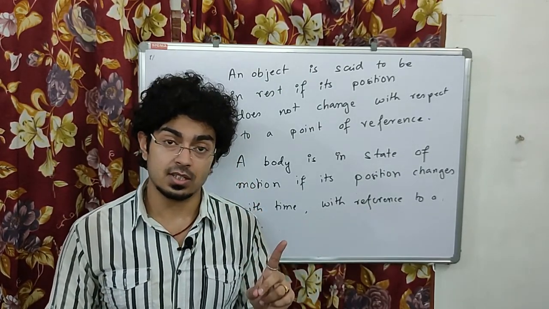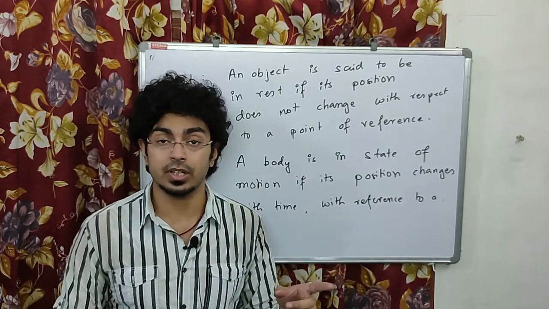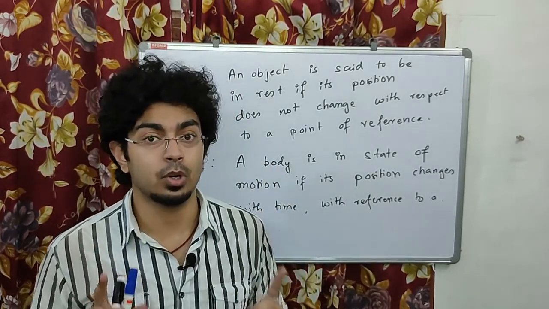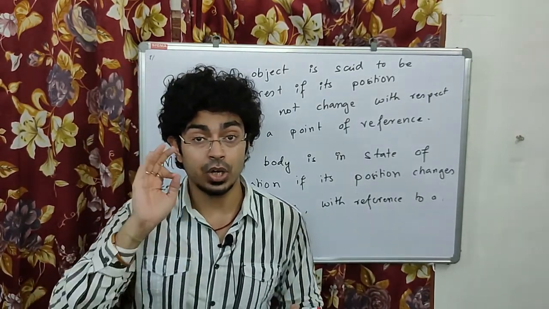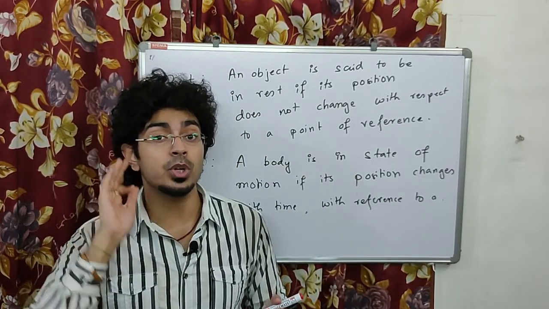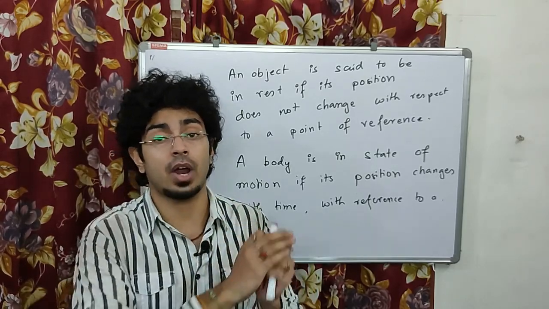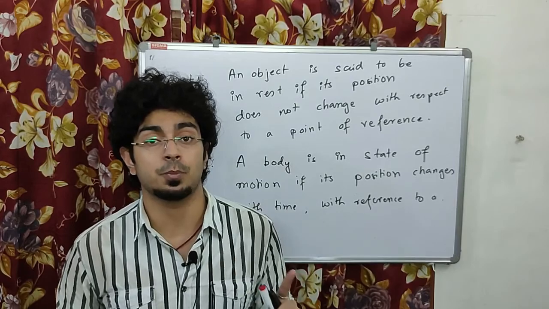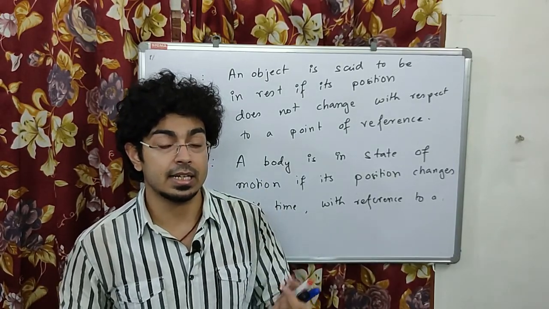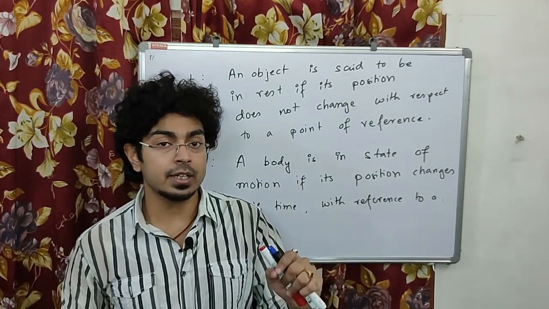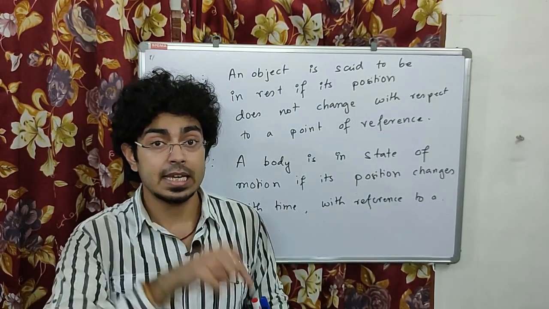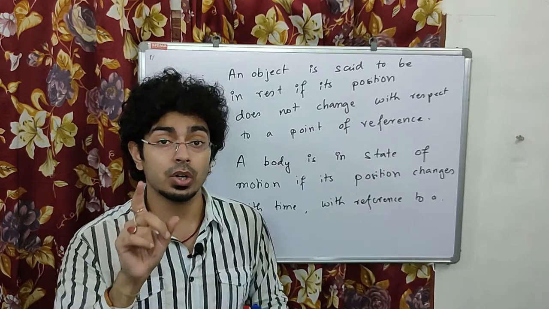From his reference, he is true, and from your reference, your friend is in a state of rest. So the point of reference is very important. Try to understand the perspective, from which perspective which person is trying to say what. Perspective is very important. If you don't understand the perspective, you are not going to understand this chapter. You are going to see this perspective in a topic called relative motion.